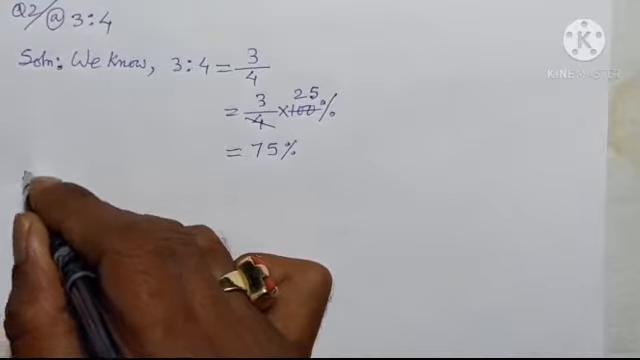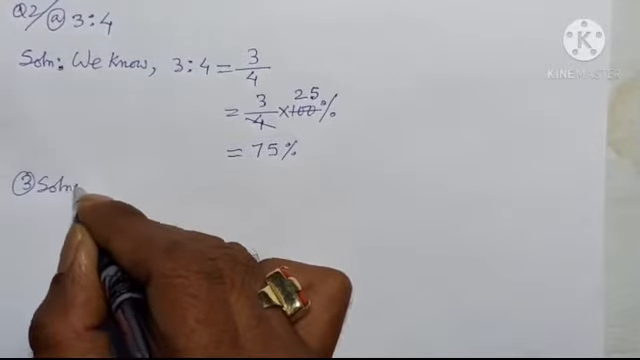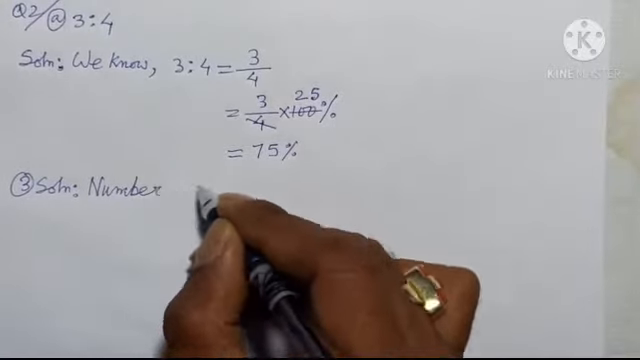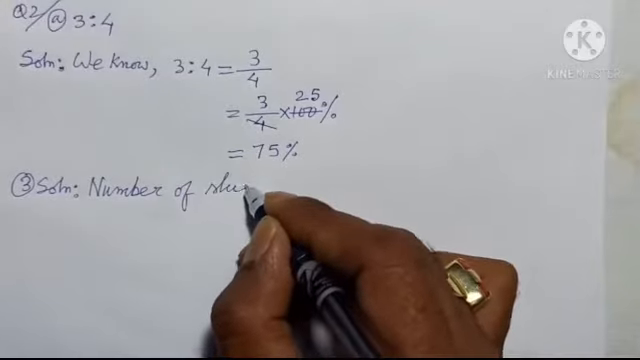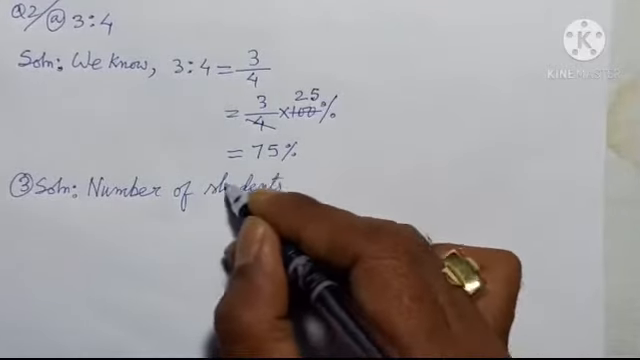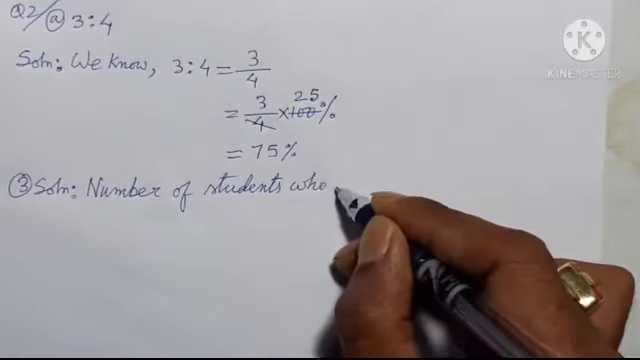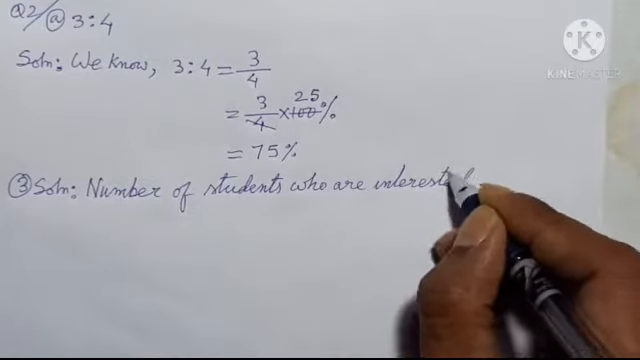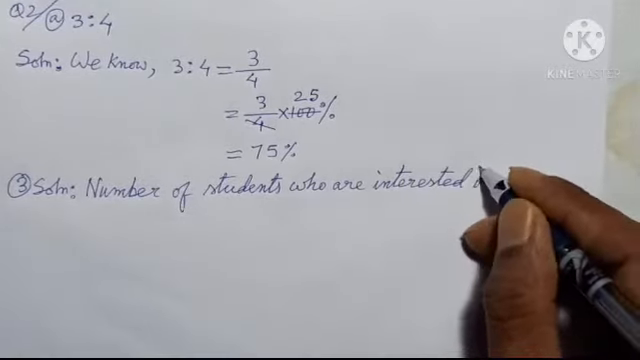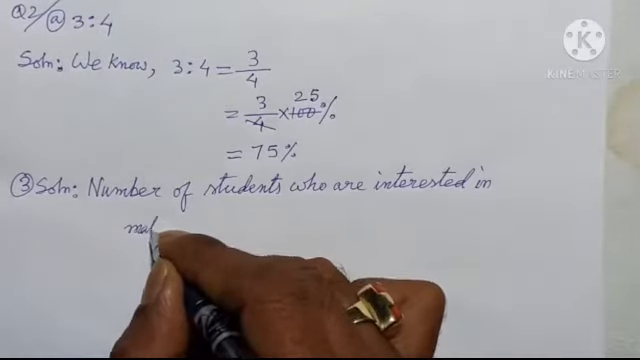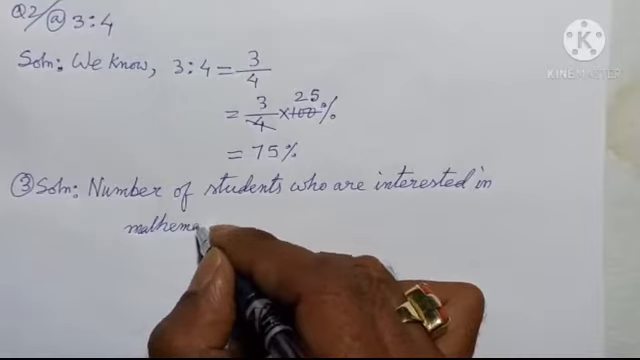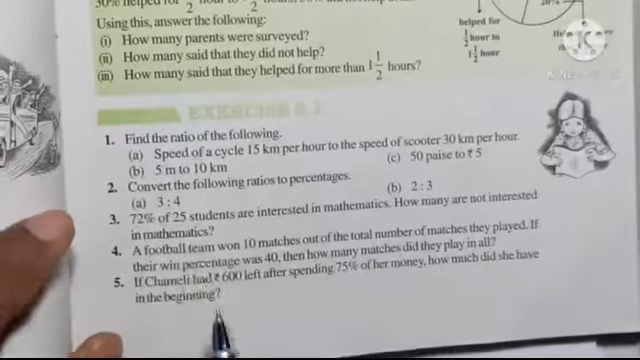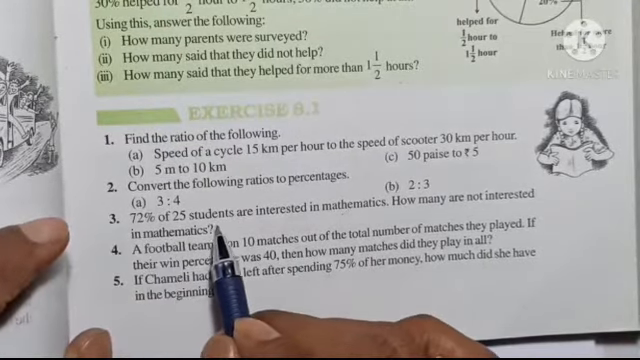Question number 3 solution. First, let's write the number of students who are interested in mathematics. In the question, it is given that 72% of 25 students are interested in mathematics.